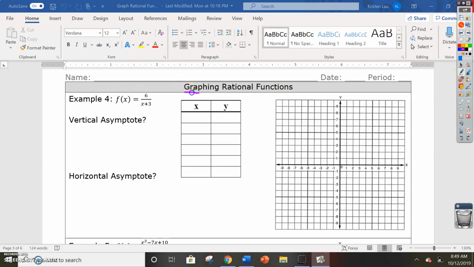Example 4, we're going to graph rational expressions. So in order to find the vertical asymptote, you're going to set x plus 3, the denominator, equal to 0. So subtract 3 from both sides. So my vertical asymptote is going to be at x equals -3. So just like I did, that's a vertical asymptote.